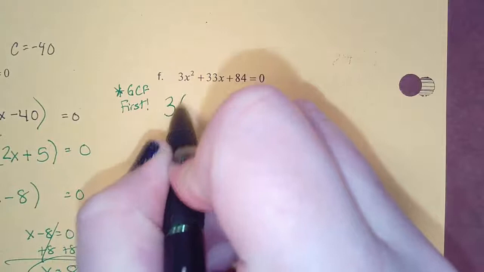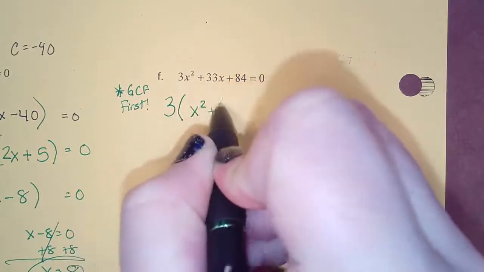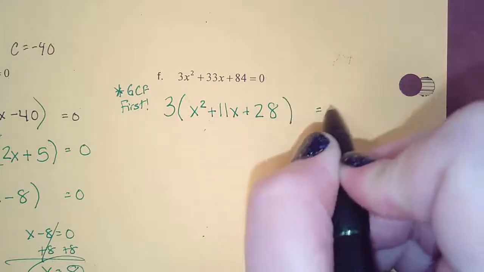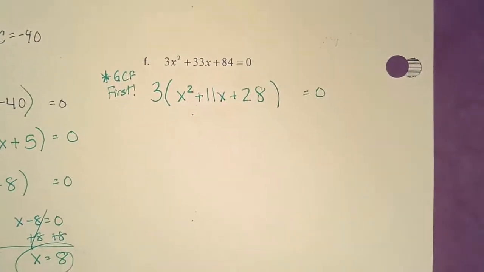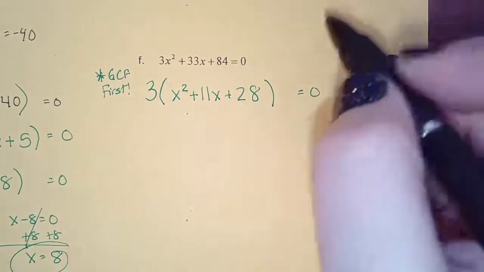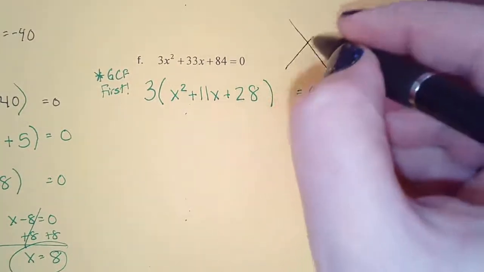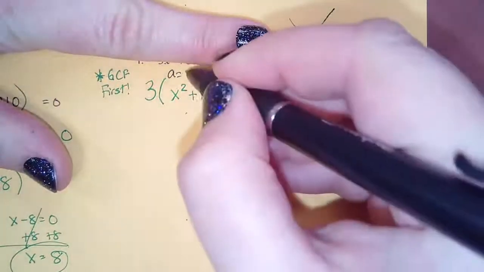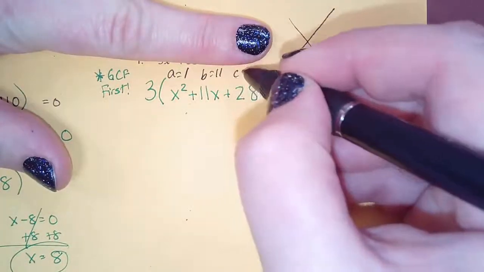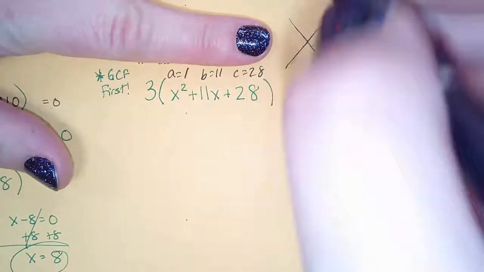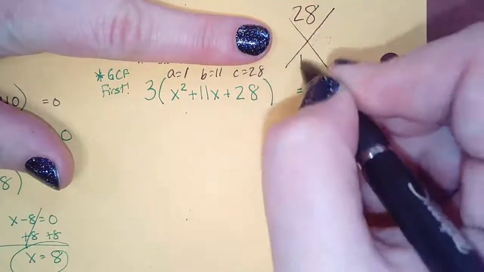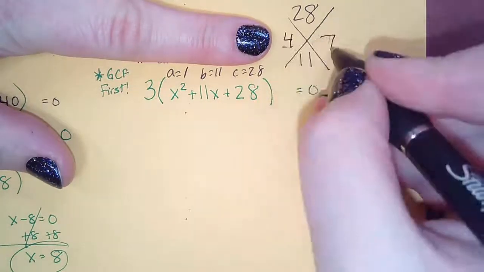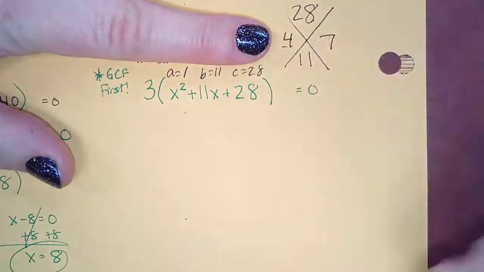So divide out a 3. So I have x squared plus 11x plus 28. Now I'm going to build my x using a equals 1, b equals 11, c equals 28, ignoring the 3 on top. 1 times 28 is 28, and at the bottom, 11. So it'd be 4 and 7. 4 times 7 is 28, and 4 plus 7 is 11.